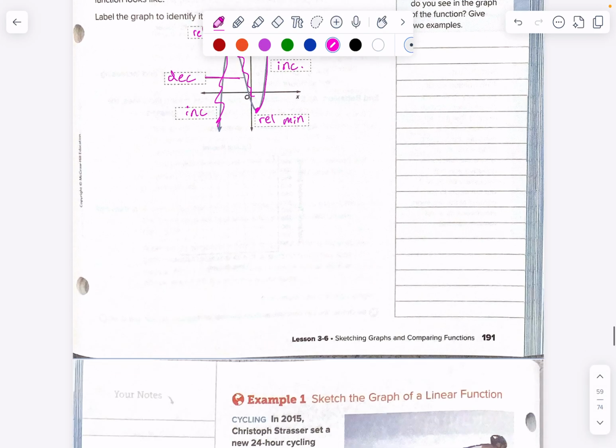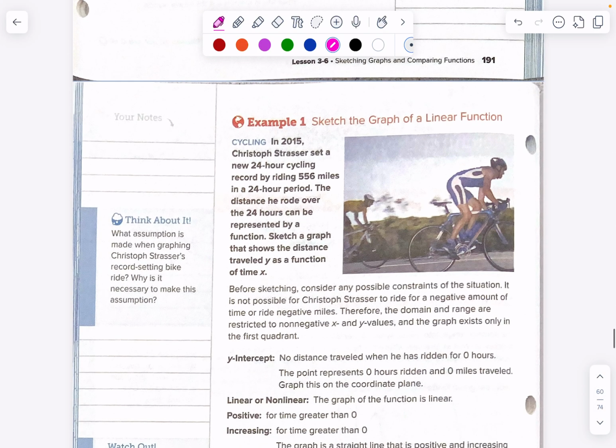So let's see an example where they have some things and they want us to sketch a graph. So this, they say, is a linear function. Example 1 has to do with linear functions. So on your homework assignment, when you get to that, pay attention to which ones go with which examples, because that might help you determine whether it's a linear function or not. Remember, a linear function looks like a line.